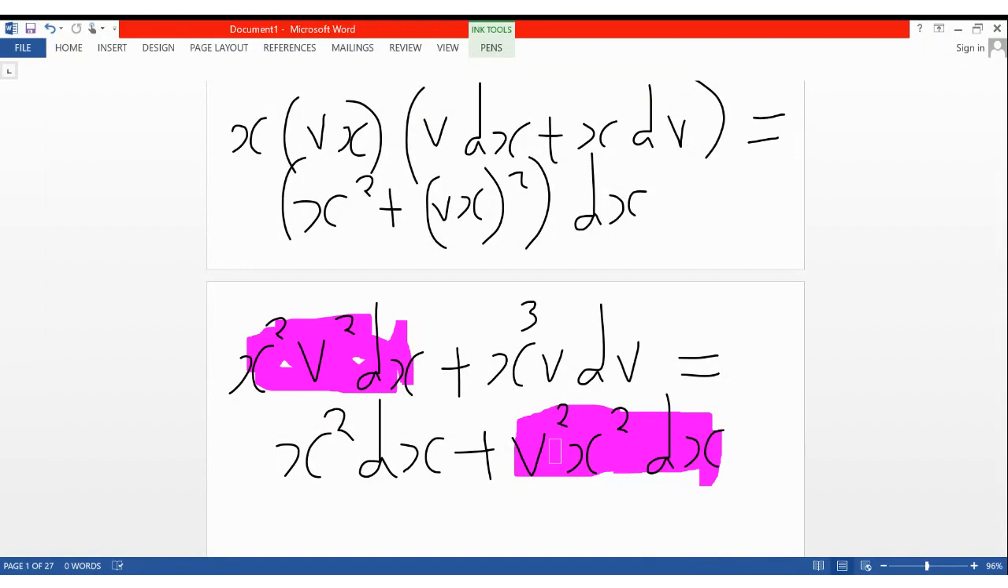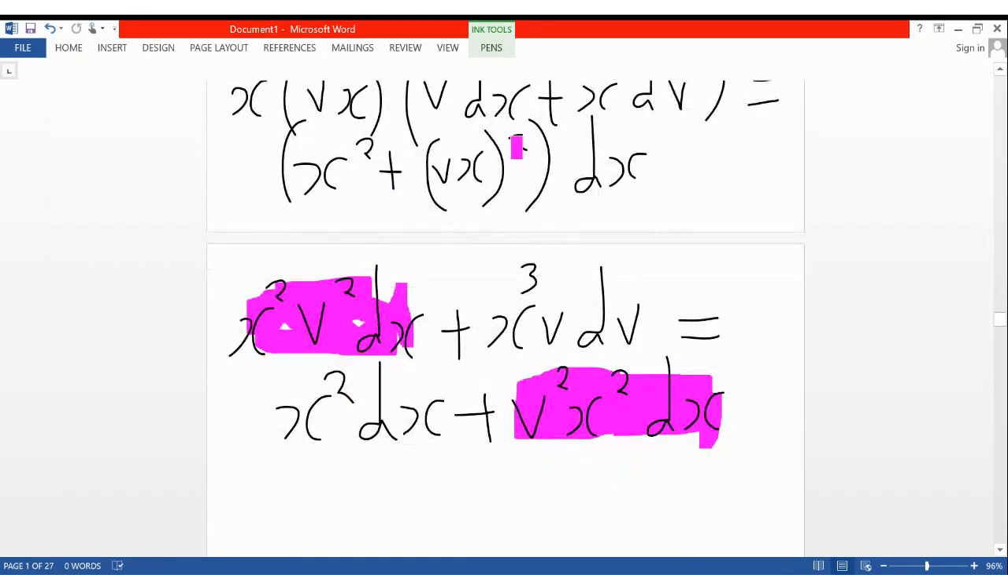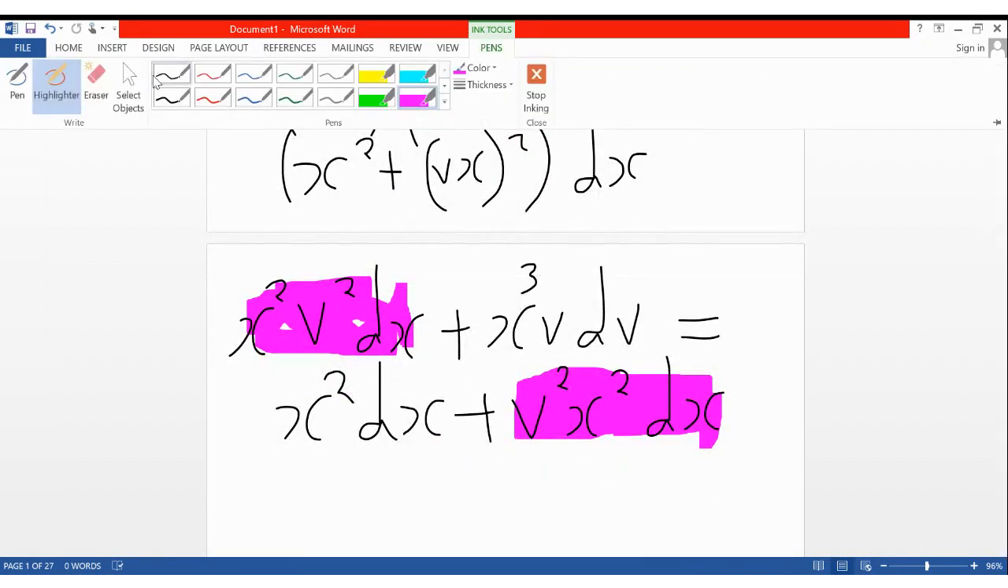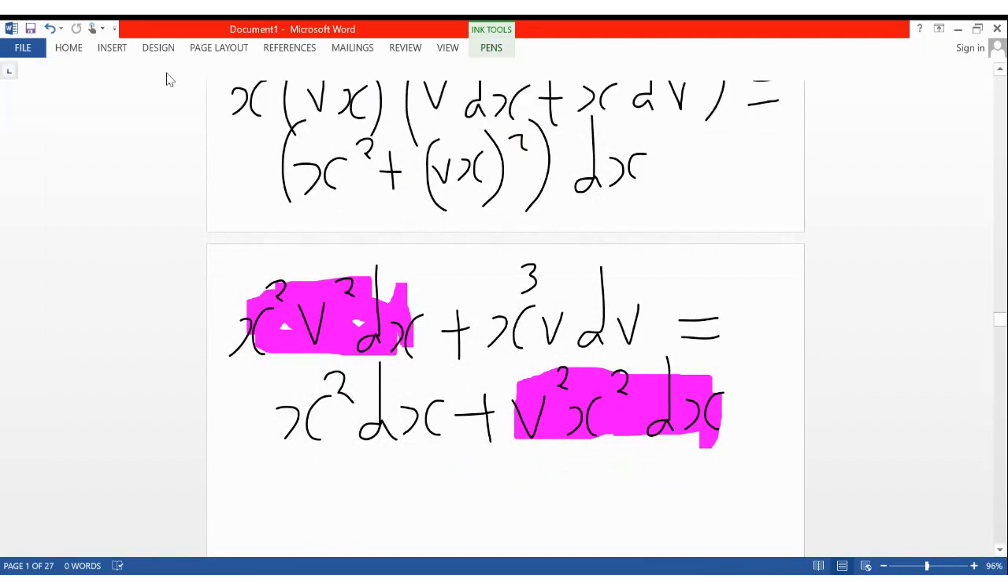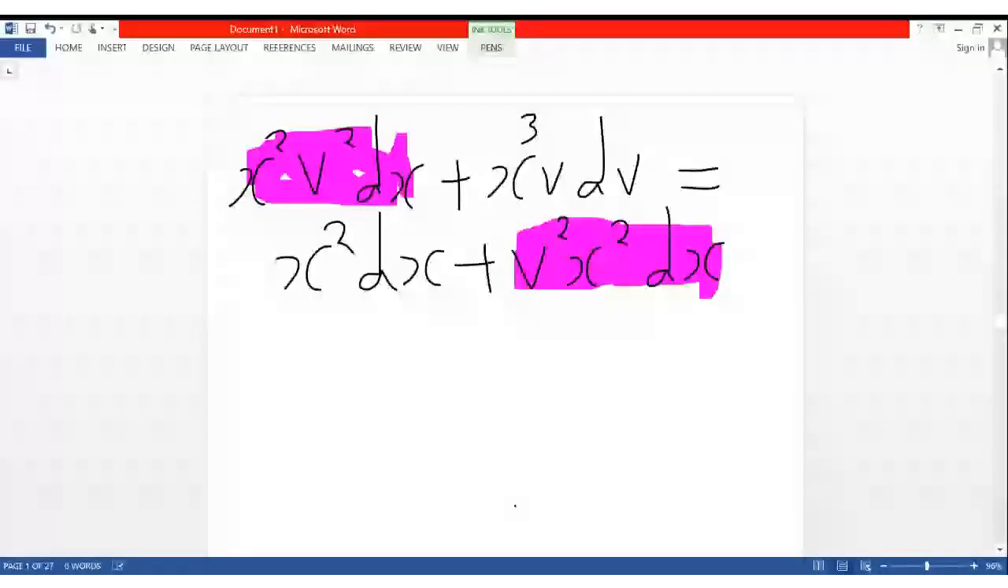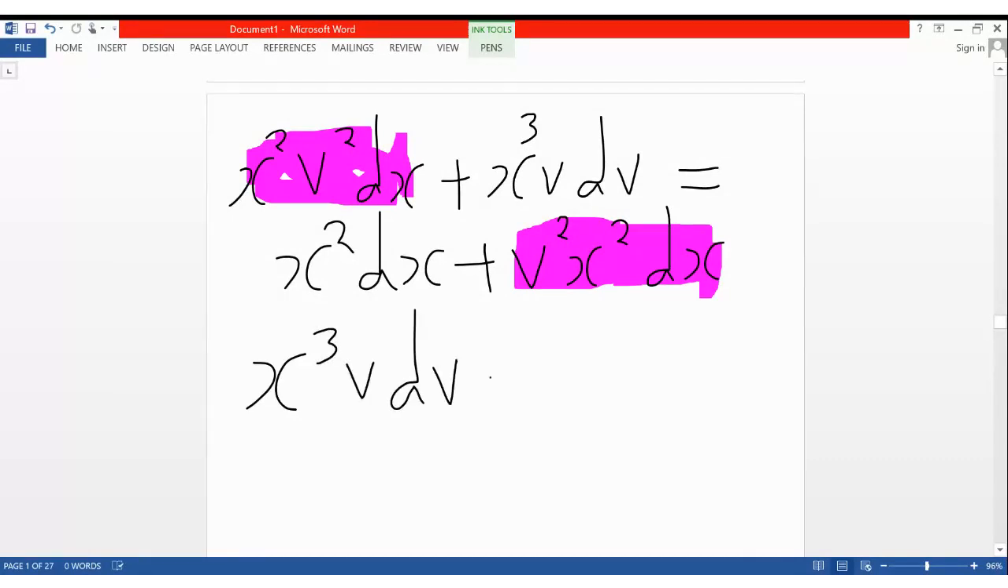You can see they are identical. It doesn't matter the term that you start with. They are identical, and they're on opposite sides of the equal sign. So these two will go to zero. So what I remain with is this: x to the power 3 v dv is equal to x squared dx.